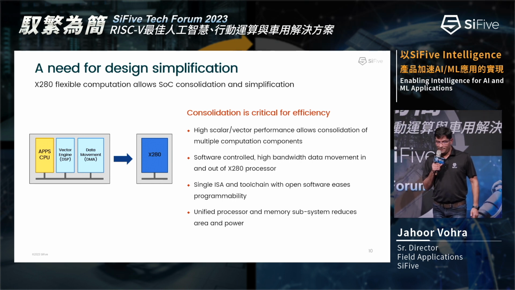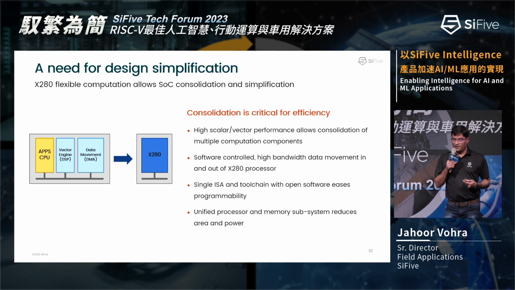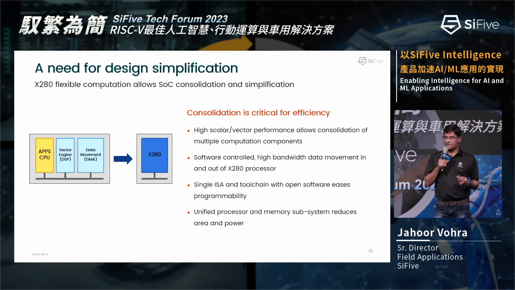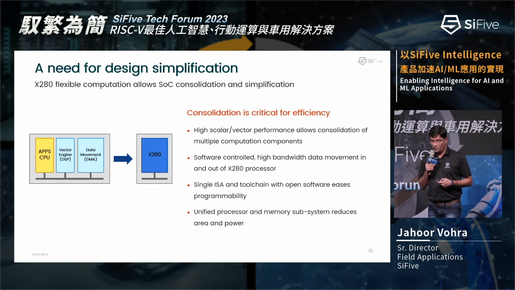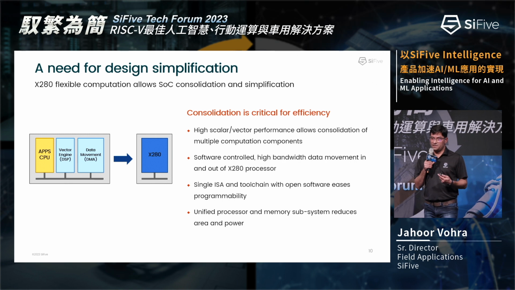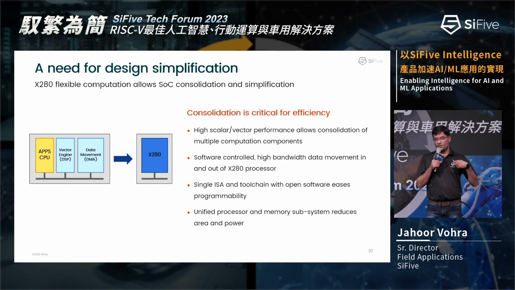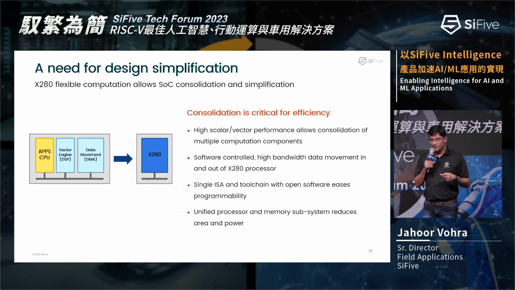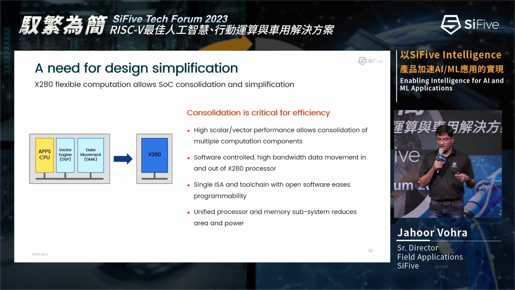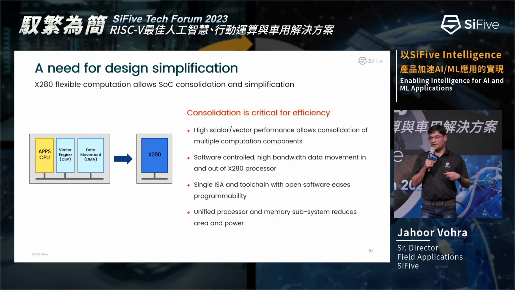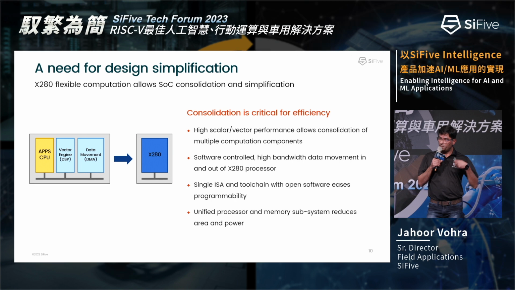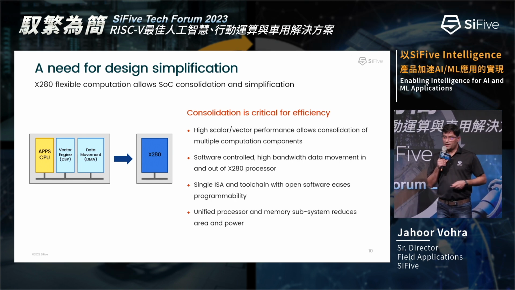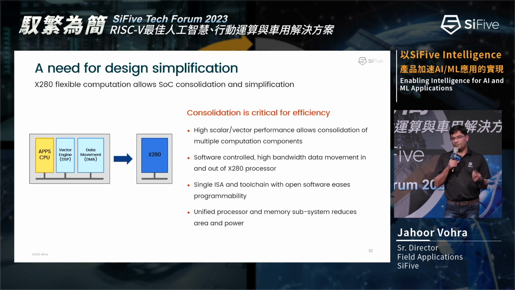The key here is being able to provide high bandwidth data movement into and out of the X280 core. Again, the value here is a single ISA, a single tool chain with open software, right? So it enables our customers to simplify the way in which they are programming for these devices, where you're not programming for multiple disparate ISAs or architectures like DSPs and embedded cores. So unifying the processor and the memory system opens up the opportunity to reduce area and power for the SoCs, but also improve the productivity of the teams that are deploying the solutions.